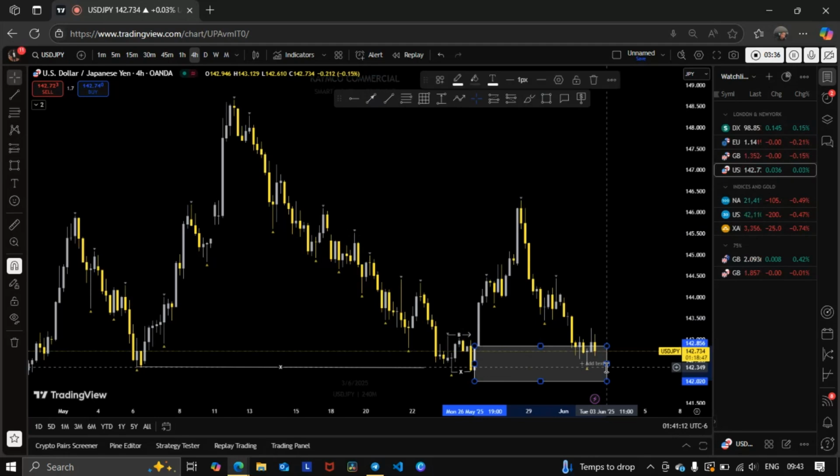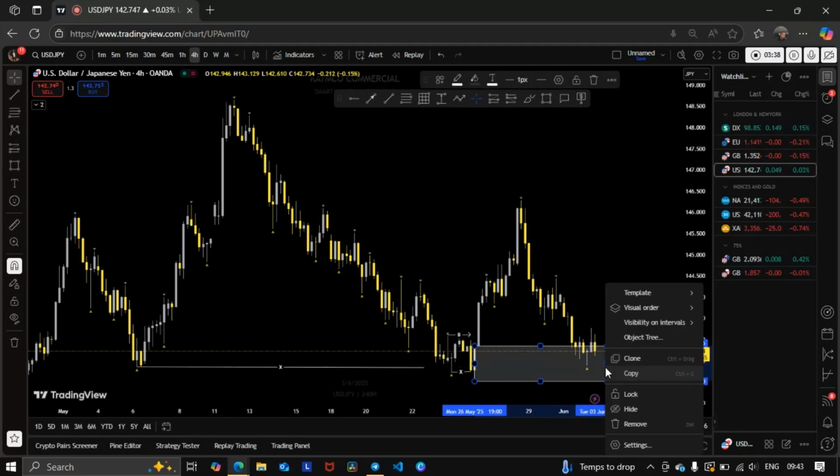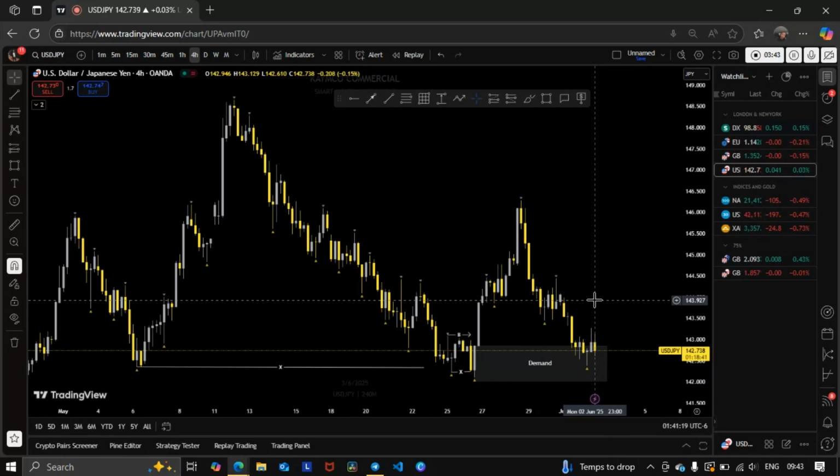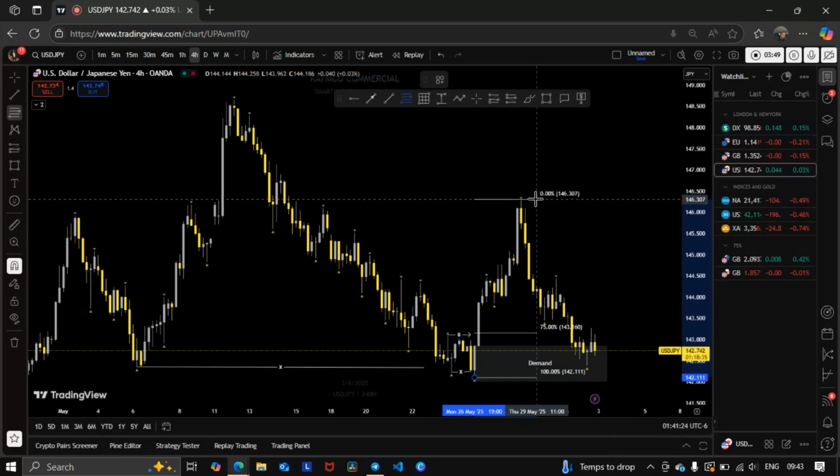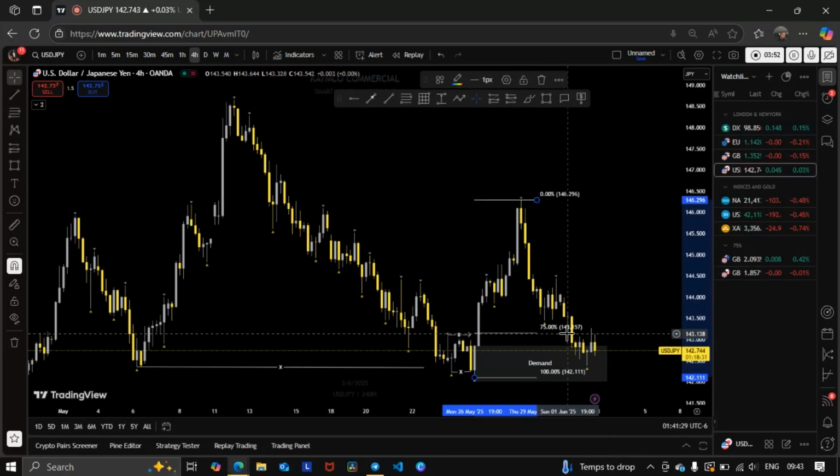So this is my demand zone. Price was actually moving at this place the entire time yesterday. So this is where I was supposed to take my entry. So I took an entry here, went into a bit of profits, and then went into losses and went into profits.